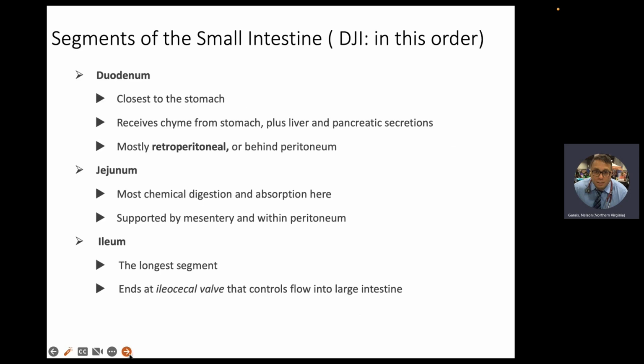The small intestine, the main function of the small intestine is absorption of nutrients. There are three parts: duodenum, jejunum, and ileum, in that order. The duodenum is the first part, the ileum is the last part. The ileum is connected into the first part of the large intestine called the cecum. Therefore, at the level of the ileum, there is an ileocecal valve.